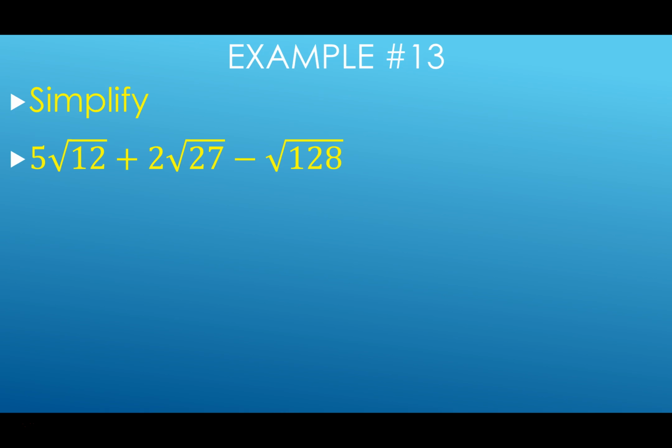Now we don't have to have just 2 radicals. There could be 3, there could be 4, there could be so many more than that. It still comes down to simplifying each radical as far as possible, and then combining the like ones. So 12 is 4 and 3. So I can think this is 5 times 2 radical 3, plus 27 is 9 and 3. So plus 2 times 3 radical 3.